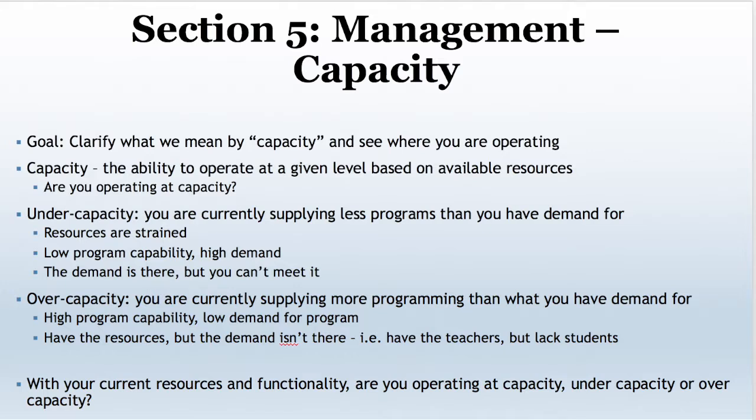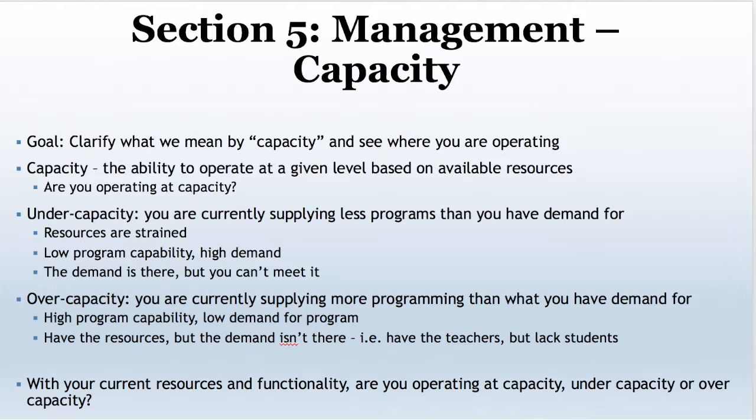Okay, capacity. The goal of this question is to get an idea of where you are operating at. So, I am going to clarify our definitions of capacity, and then you are going to tell us where you are operating at. If you are under capacity, that means you're currently supplying less programs than you have demand for, meaning that there's low program capability but high demand. The demand is there, but you can't meet the demand because you lack the resources.